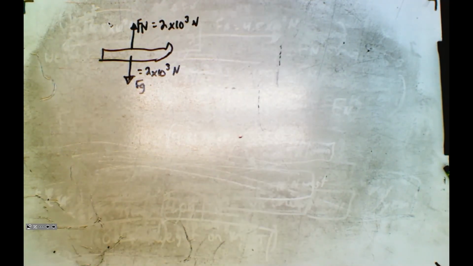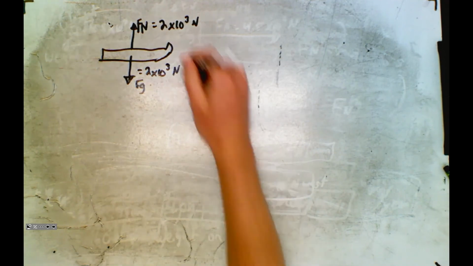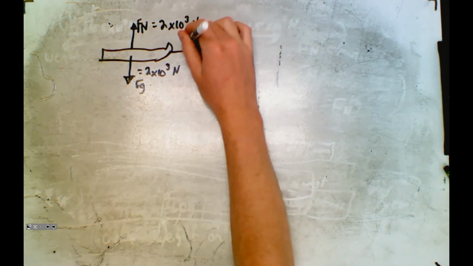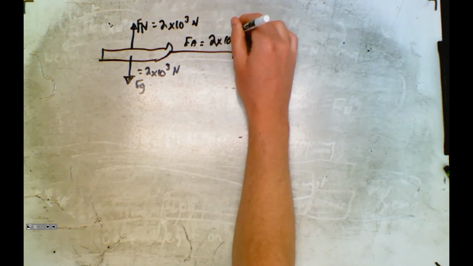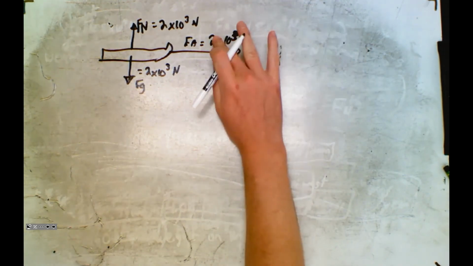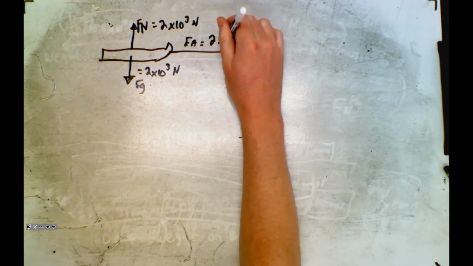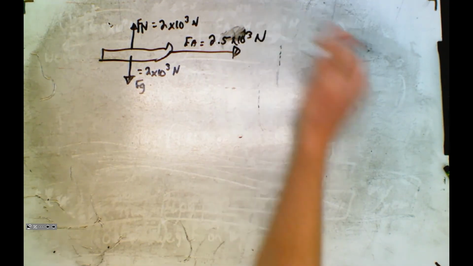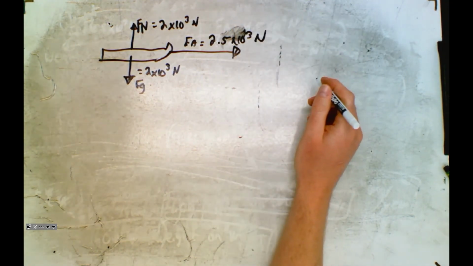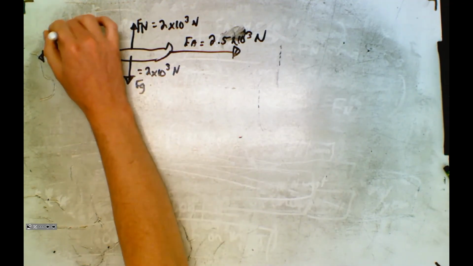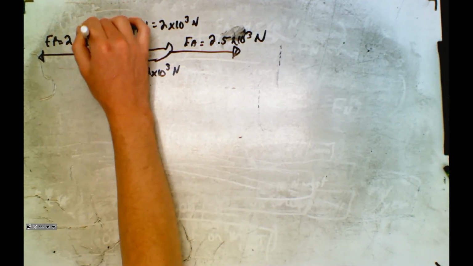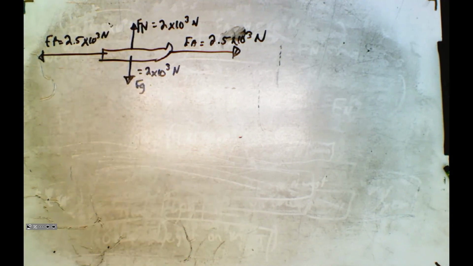So it says someone is pushing on it with a force. There's a force applied of 2.5 times 10 to the 3 newtons until the instant before it starts to move. So it isn't moving yet, so that means that our force of friction is going to be the same as the force applied.